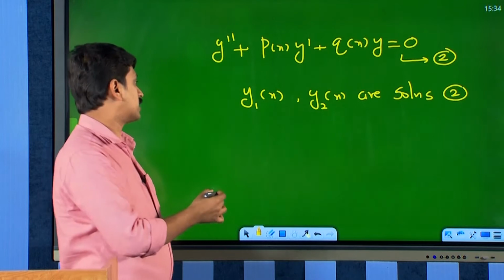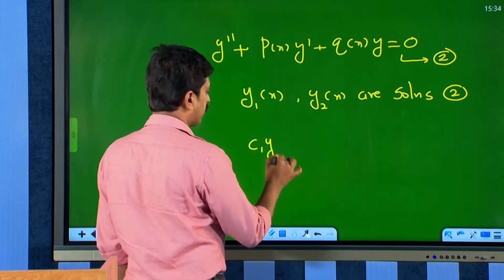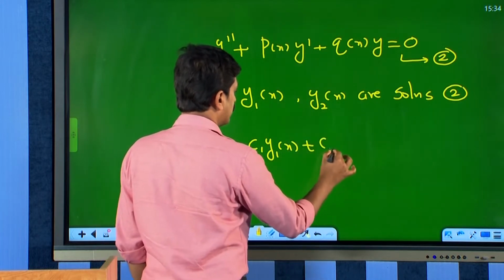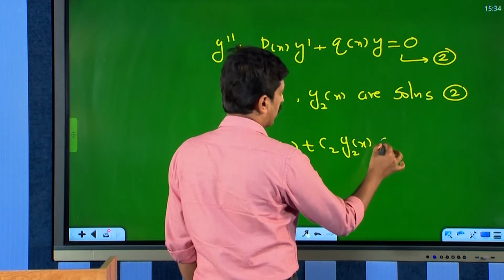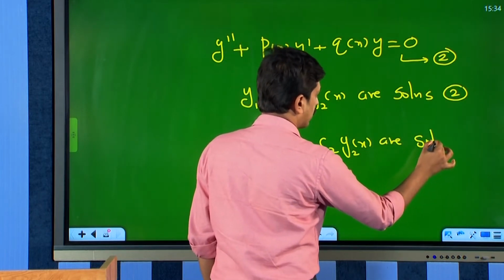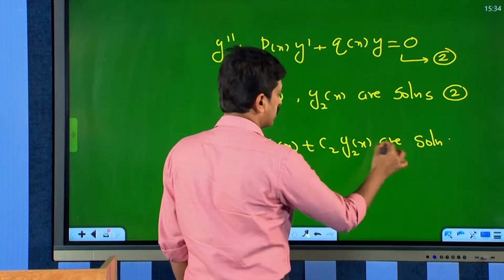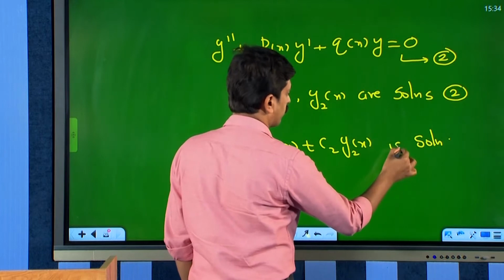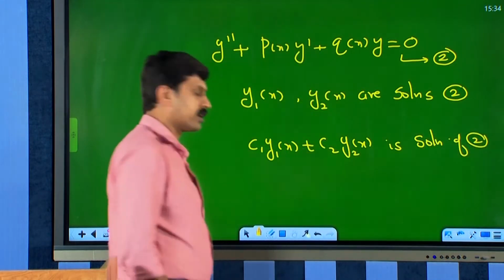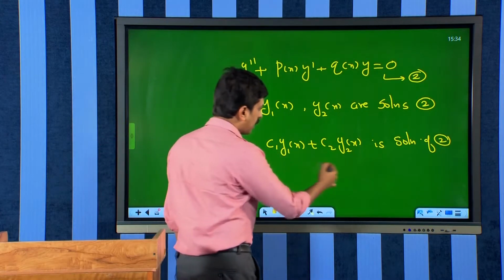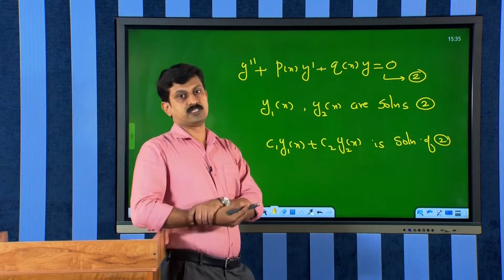Our question, which we already discussed, is whether c1 y1(x) + c2 y2(x) is a solution of equation number 2. This is discussed in the fundamental theorem from the session we discussed just before.